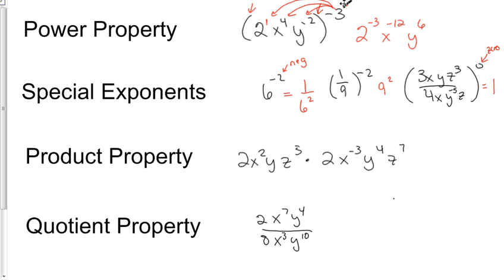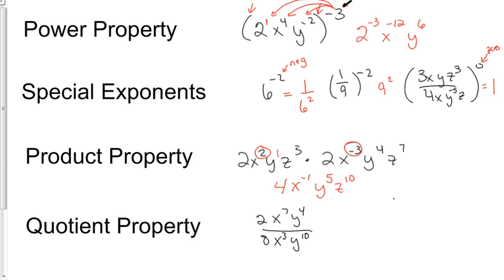The product property, the dead giveaway is that there's no parentheses. We're just multiplying 2 terms. So 2 times 2 is 4. X squared times x to the negative 3 deals with those. That's x to the negative 1. Y to the 1st and y to the 4th, if we combine them under one exponent, we have y to the 5th. And z to the 3rd and z to the 7th, if we combine them under one exponent, it's z to the 10th.